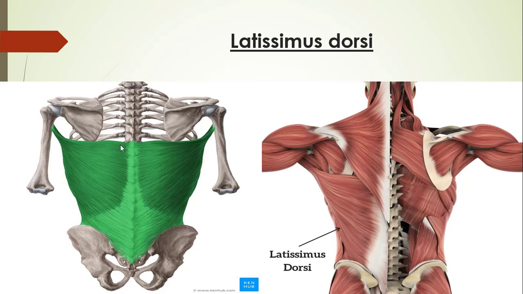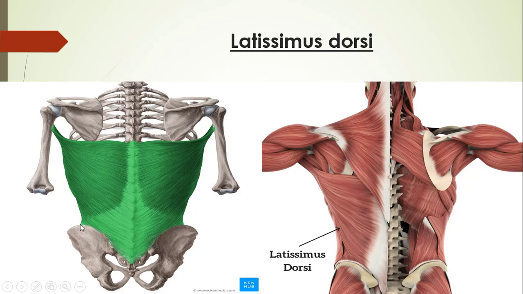Now the origin and insertion. The origin of latissimus dorsi is on ribs 10, 11, and 12, the spinous processes of thoracic 7 to lumbar 5, the sacrum, and the iliac crest. So ribs 10, 11, 12. Spinous processes of T7 to lumbar 5. The sacrum and iliac crest.